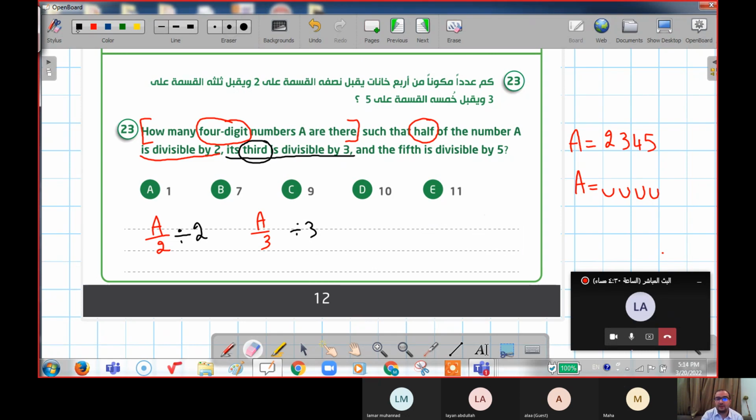Okay? Let's see if you understand this one, ya Layan. The last expression. He says the fifth is divisible by 5. What does it mean, the fifth?